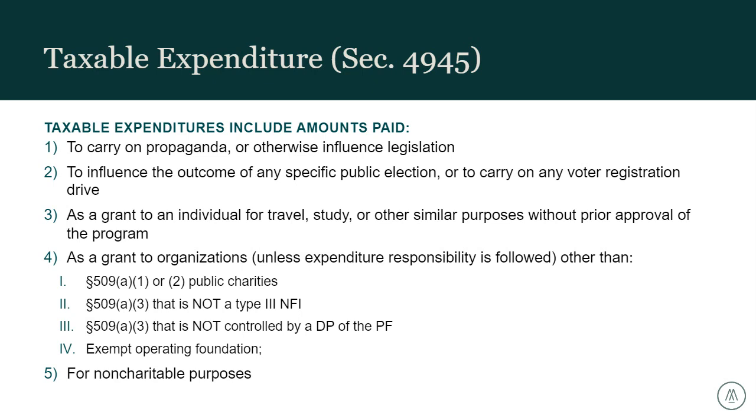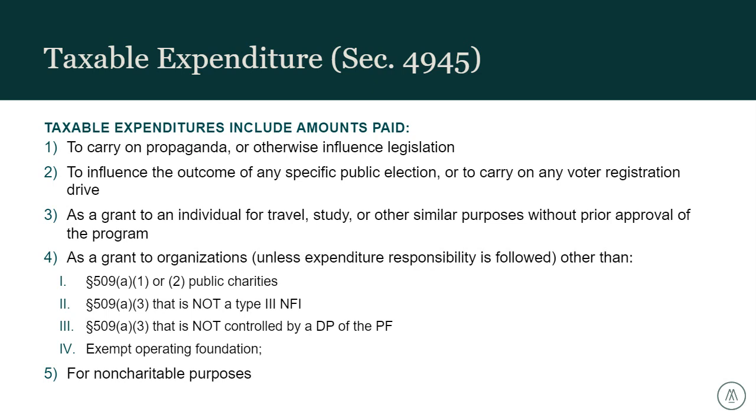There's types 1, 2, and 3. And then within 3, there are 2 types: functionally integrated and non-functionally integrated. And then another one you cannot give to is a 509(a)(3) not controlled by a disqualified person of the private foundation. And then the 4th one there is an exempt operating foundation.